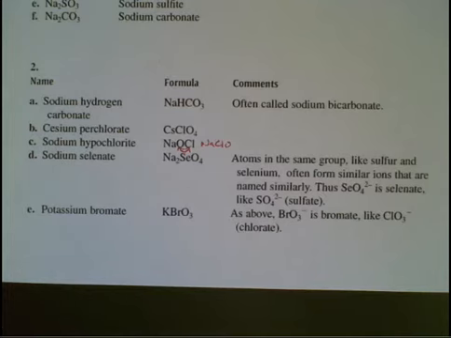D, sodium selenate. Looking at our polyatomic ion sheet, we can find selenate, SeO4. You're going to need two sodiums to balance out that ionic charge. And so we come up with Na2SeO4.